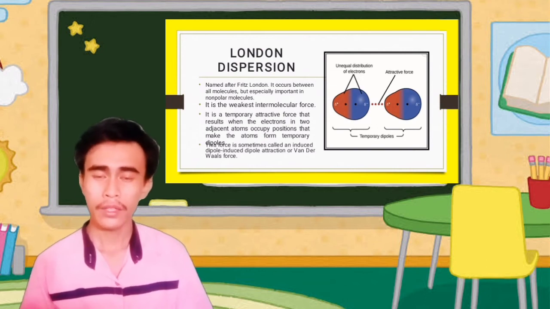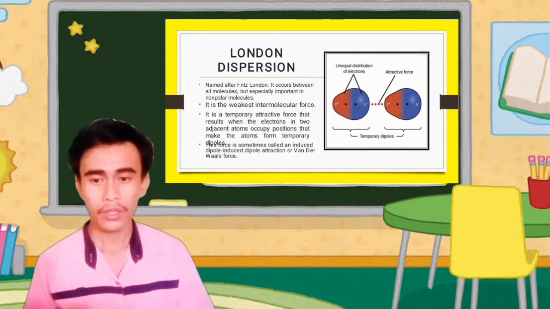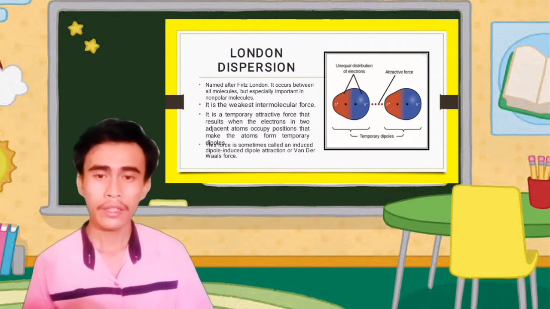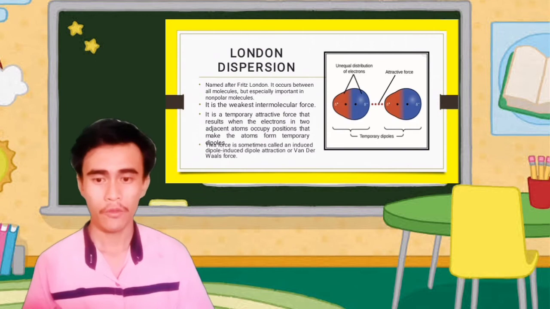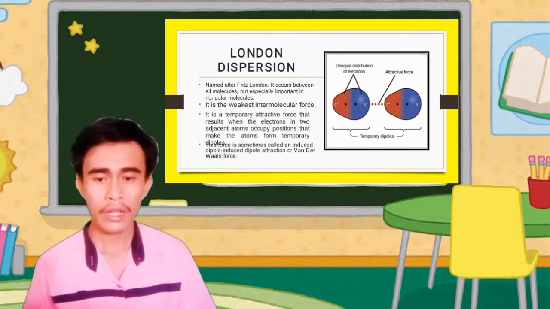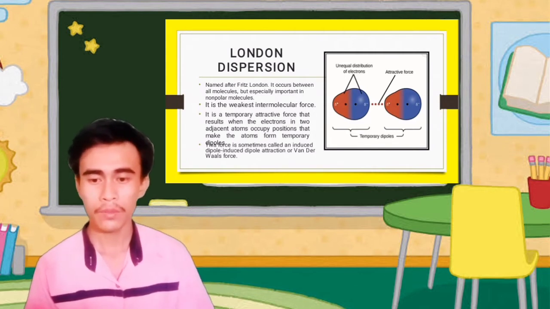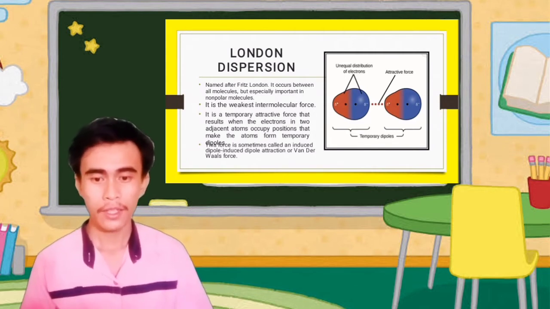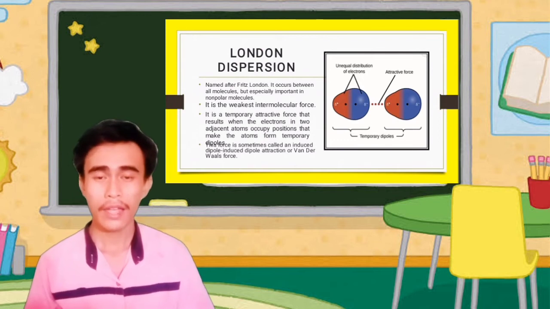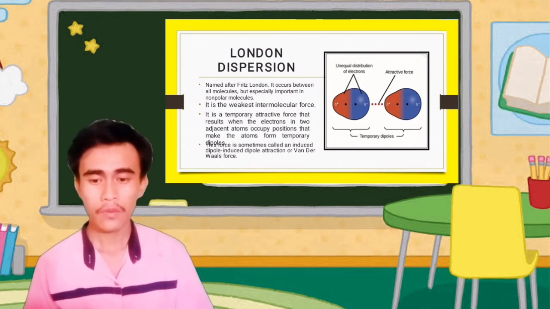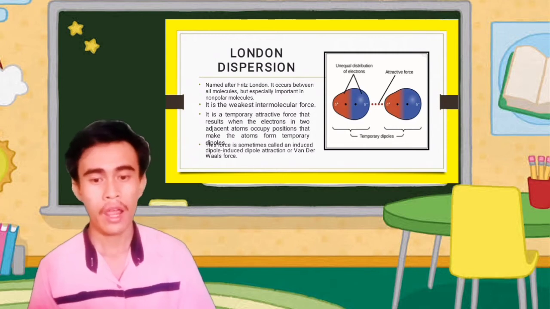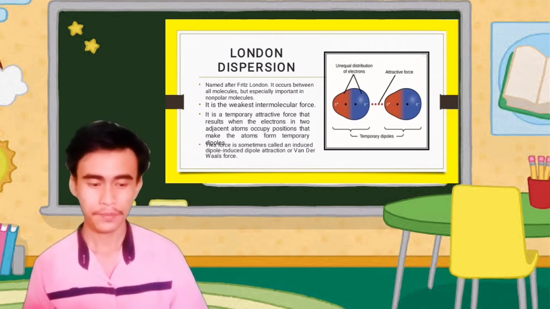Kapag sinabi natin London dispersion, nag-occur siya in all molecules. And it is the weakest intermolecular force. It is a temporary attractive force that results when the electrons in two adjacent atoms occupy positions that make the atoms form temporary dipoles. This force is sometimes called an induced dipole attraction, or van der Waals force.